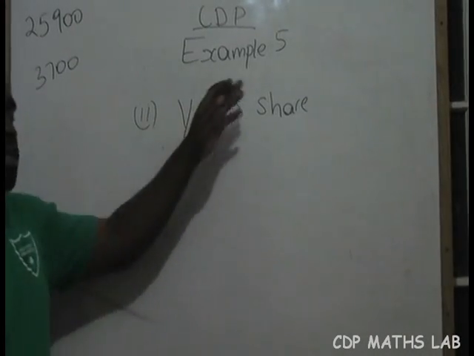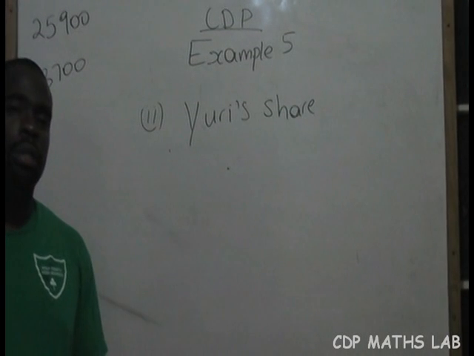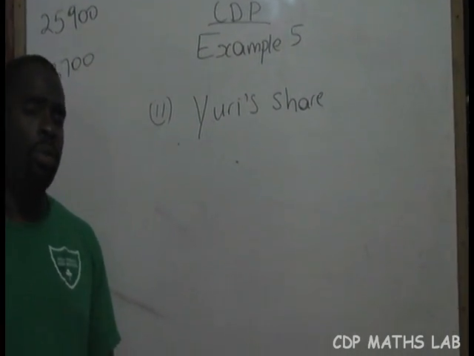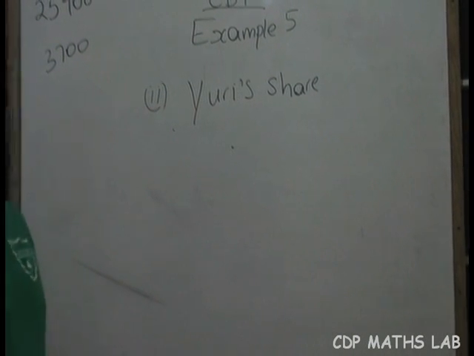Now, in part 2 of example number 5, we are to find Yuri's share. So we already know what the total amount is, and the total amount is $3,700.